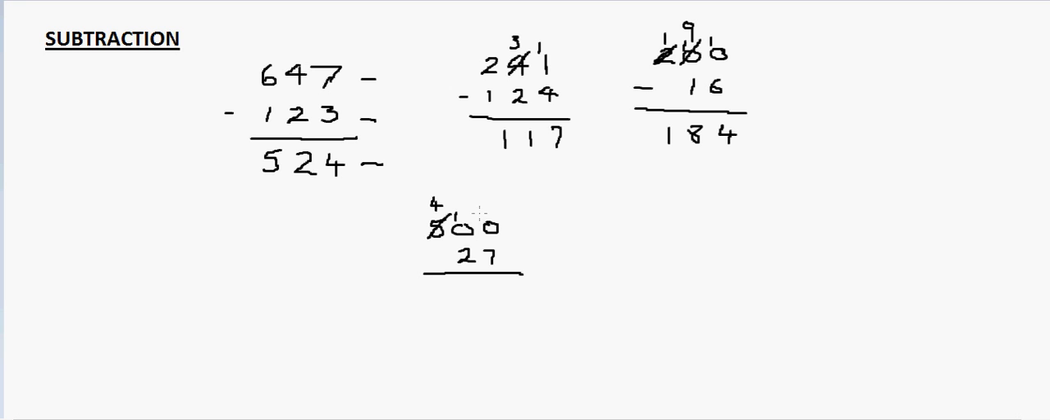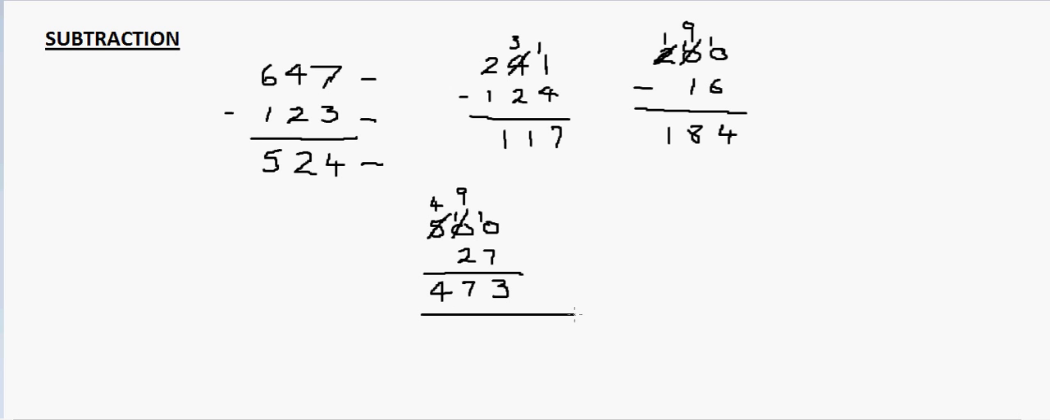So now I can borrow from here, and this becomes 9. What's actually happening is we're borrowing 10 from 500. Okay, so we'd have 490 plus this 10, which would be 500. So 7 from 10 is 3, 2 from 9 is 7, nothing take away 4 is 4.